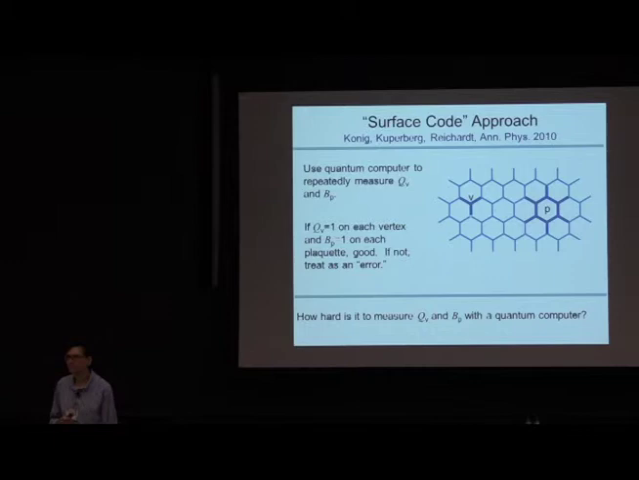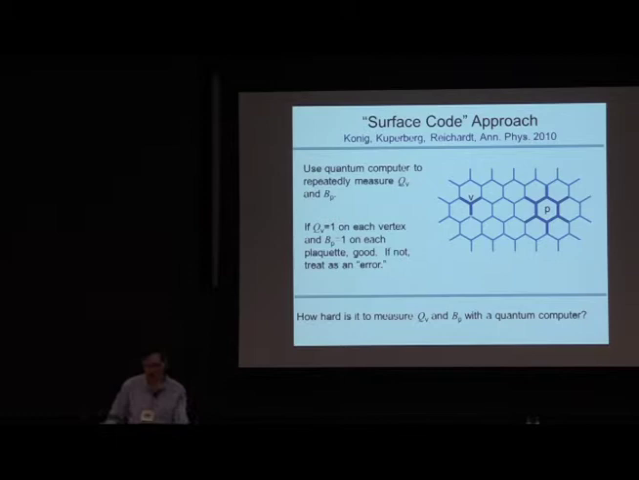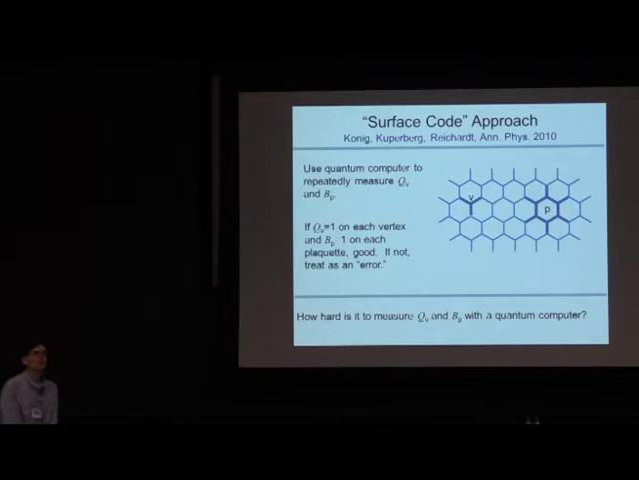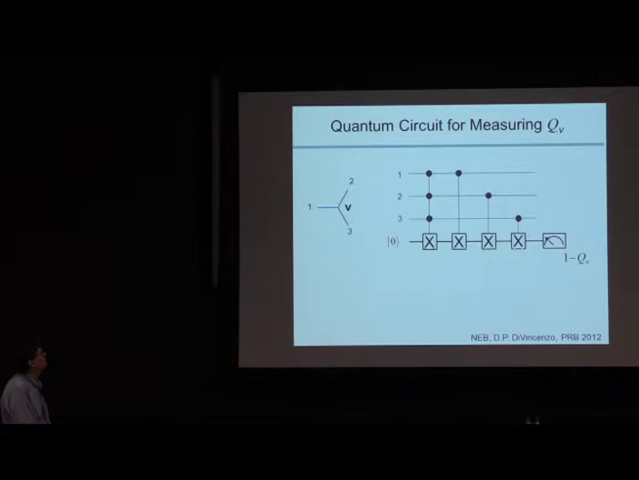Okay, so this raises a different engineering question, rather than the question of how hard it is to engineer a Levin-Wen model, an actual system with a Hamiltonian. How hard is it to use it, if you have a quantum computer, to measure Qv and Bp? So let me start with Qv, and that's easy. This X is a NOT operation, it's sigma x. These are controlled NOT gates. This is a Toffoli gate or a Toffoli class gate. It's a controlled NOT, so this only performs a NOT operation on this qubit if these three qubits are in the state one. Otherwise, it does nothing.